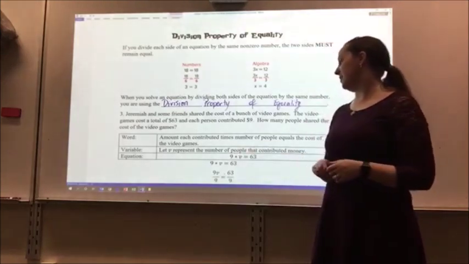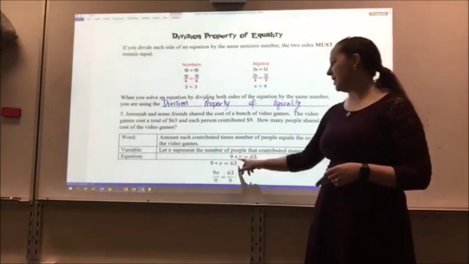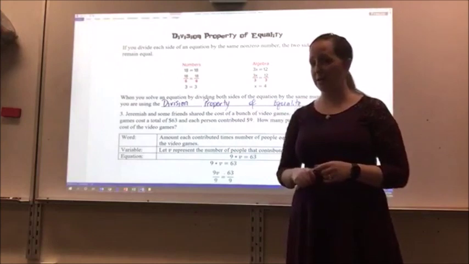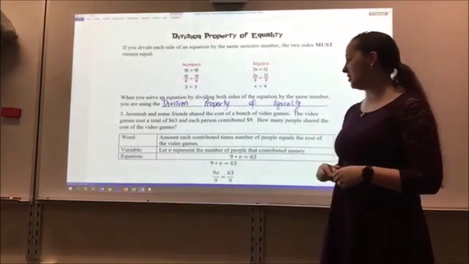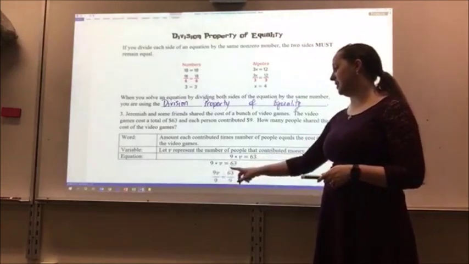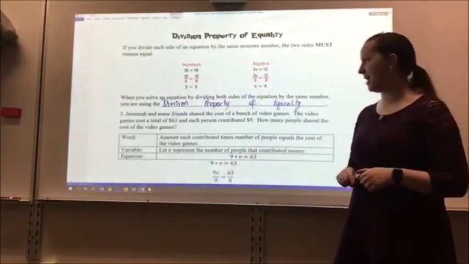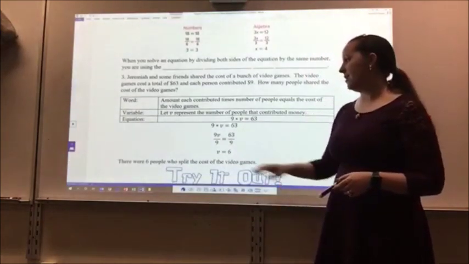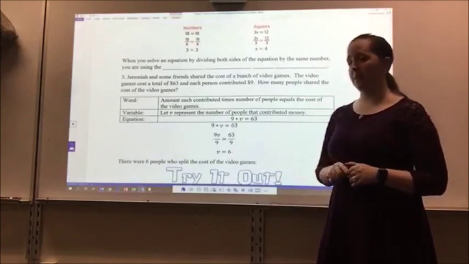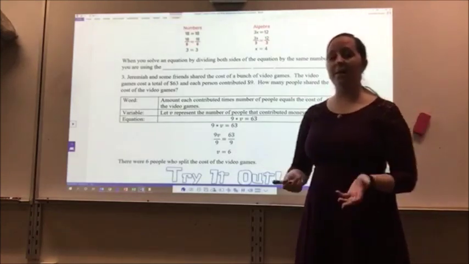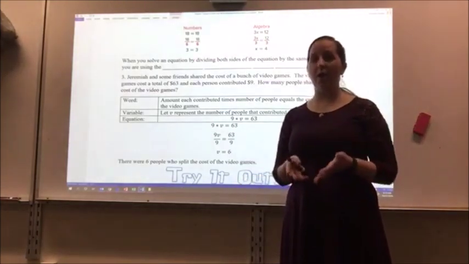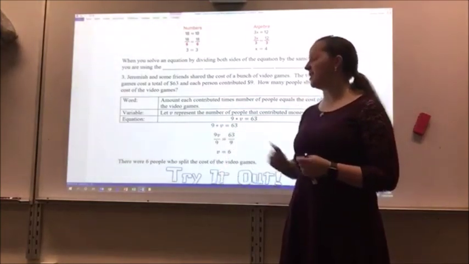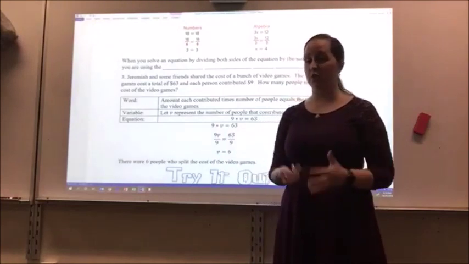Let V represent the number of people that contributed money. 9 times V equals 63. I want to know how many people it takes to equal $63. Then I do 9 times V equals 63. I divide both sides of my equation by 9. When I do this, I get V equals 6. There are 6 people who split the cost of the video games. You can always go back and double check by substituting what you got for your variable into your equation and then solving it. In this case, 9 times 6 does give me 63. So my answer was true.